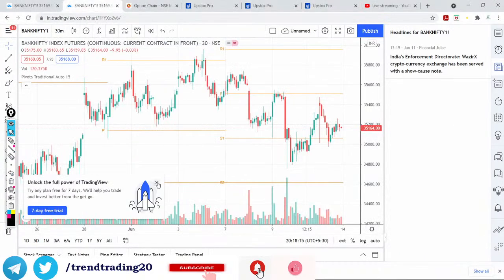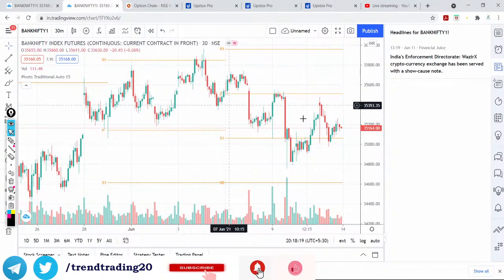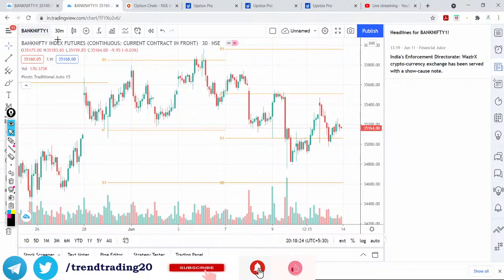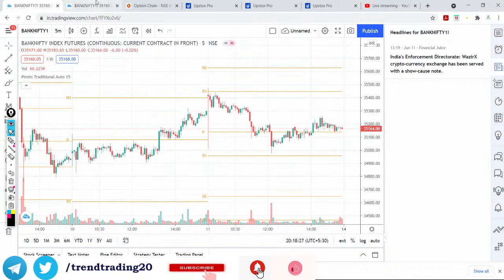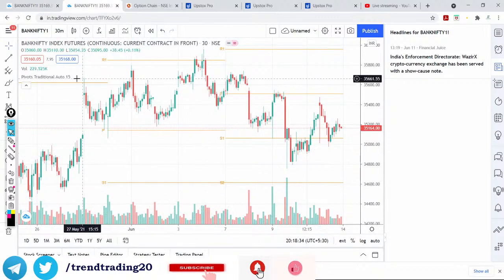I am using the 5-minute and 30-minute time frames. Correct? This is the 5-minute time frame and this is the 30-minute time frame. You can see it on your top left corner. First come to the 30-minute time frame. What I have added here is simple pivot points. I can re-add and show you so that you will understand it.